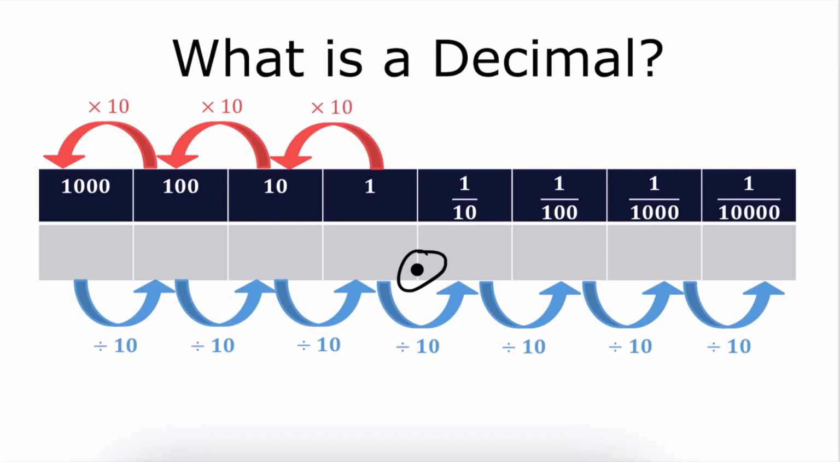So all of the whole number place values are on the left side of the decimal point, and those place values get bigger and bigger as you go farther to the left. And all of the fractional place values are on the right side of the decimal point, and the fractions get smaller and smaller as you go farther to the right.